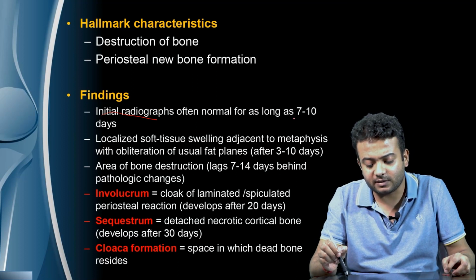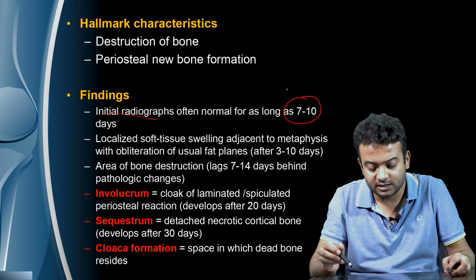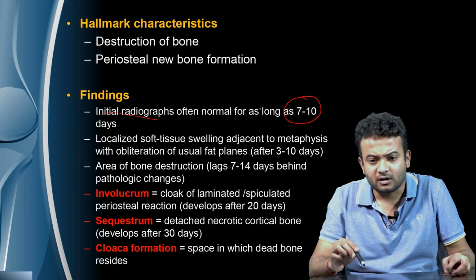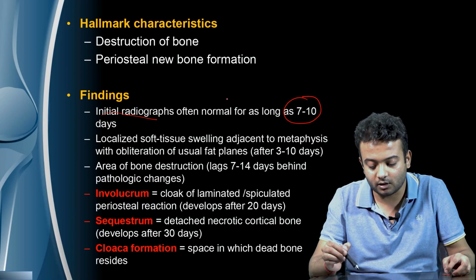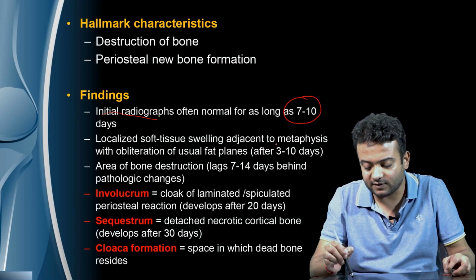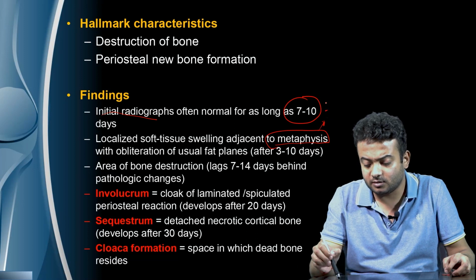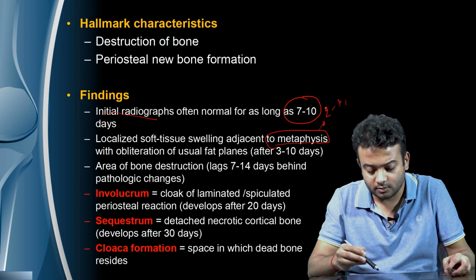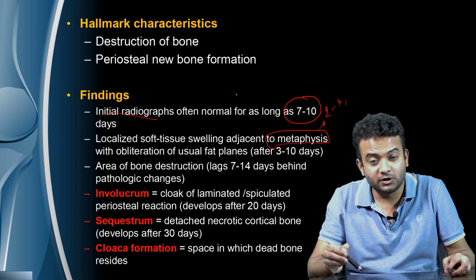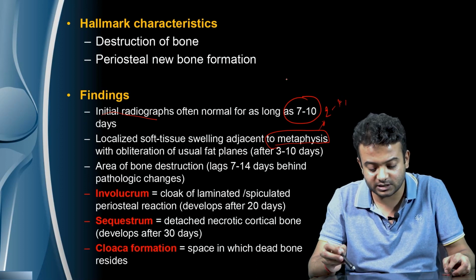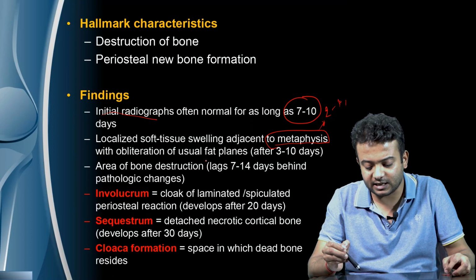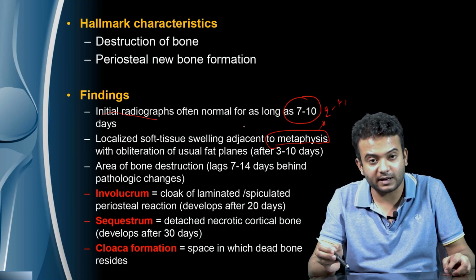Usually the initial radiograph can be normal for up to 7 to 10 days, and the initial findings of osteomyelitis can be very subtle. It can be just localized soft tissue swelling around the joint or adjacent to the metaphysis, because the metaphyseal end is the most commonly involved part in osteomyelitis, which usually occurs in the 2 to 10 years age group. There can be obliteration of the fat planes, which can be seen after 3 to 10 days of the disease process, and areas of bone destruction can lag 7 to 14 days behind the pathological process.